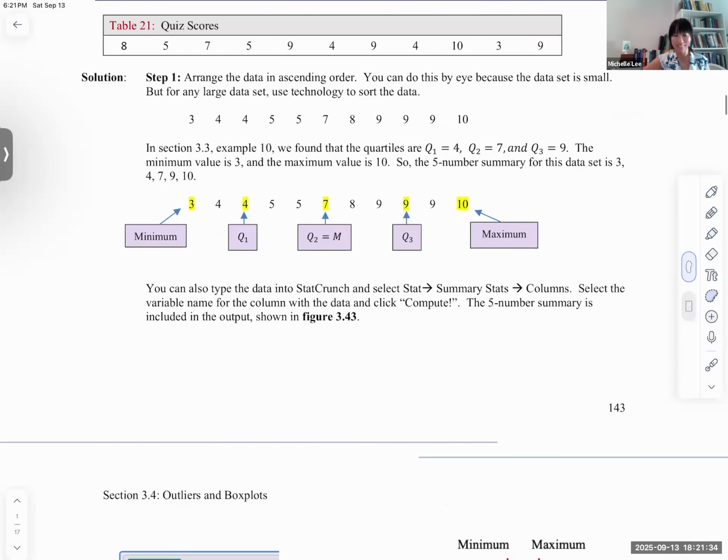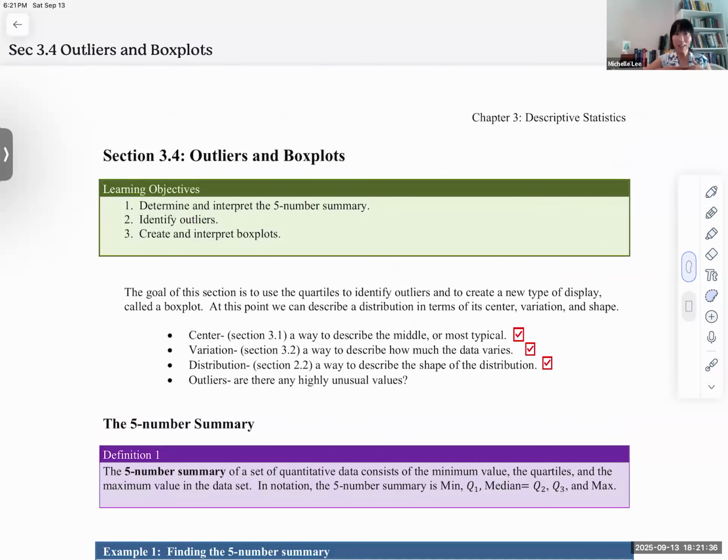Today we are going to talk about 3.4, Outliers and box plots. Okay, here is the learning objective.